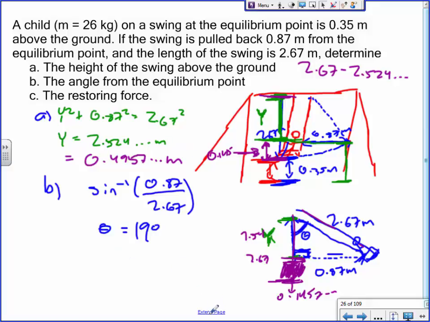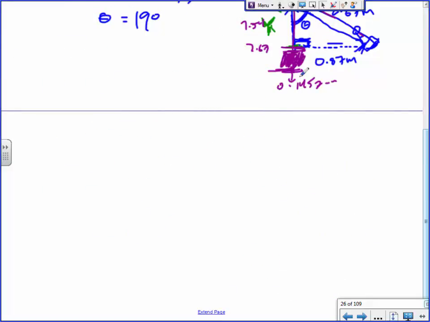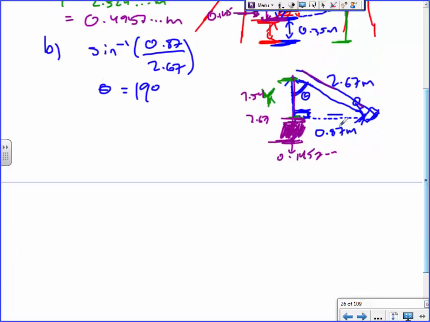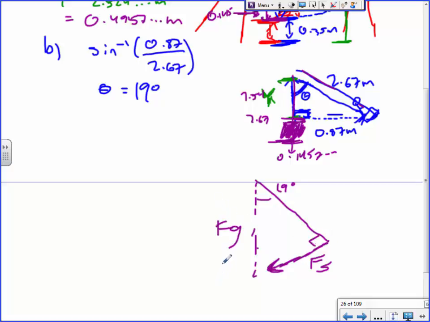Okay, last one. This is probably the more typical question. We've got to find the restoring force. To find the restoring force, essentially, what's the best diagram to use? Probably this one right here. As the guy's getting pulled back, and we have that angle, that angle now is 19 degrees or so. Really what's happening is there is a restoring force that's going to pull him this way, right? But that restoring force is really just a product of gravity. It's a component of gravity, just like your downhill force.